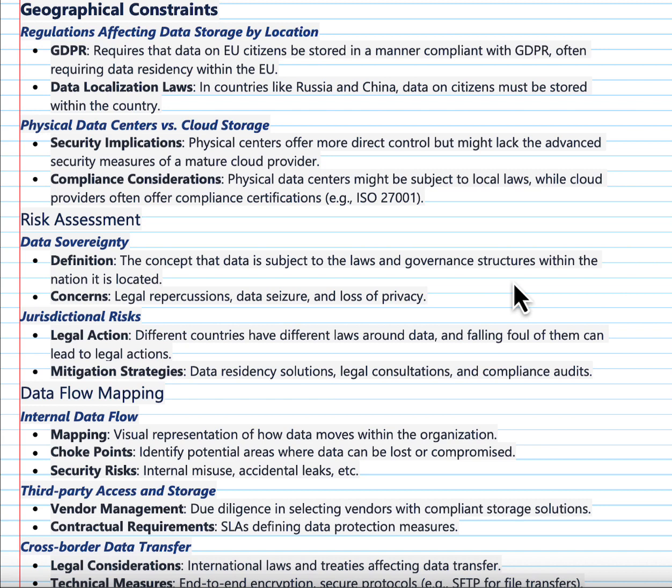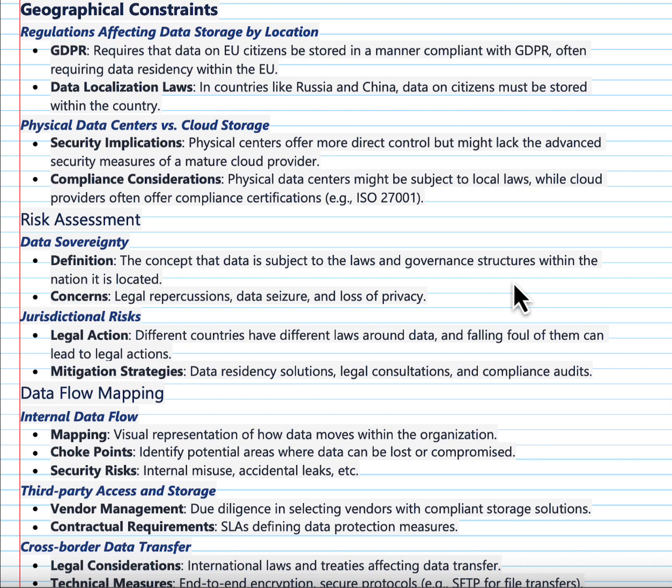Physical data centers versus cloud storage. Now, depending upon where you are in storing your data, there may be some benefits for storing it within a data center versus in the cloud. Obviously, within the physical data centers, there's more direct control of basically who has access to your information, but it may not have the same level of advanced protections you may get from a cloud provider. Now, as you're dealing with compliance, again, these physical data centers will be subject to the local laws. So if you have one within Scotland, it will be subject to the laws of Scotland. Whereas when you're dealing with a cloud provider, many of those laws are kind of covered within the cloud.